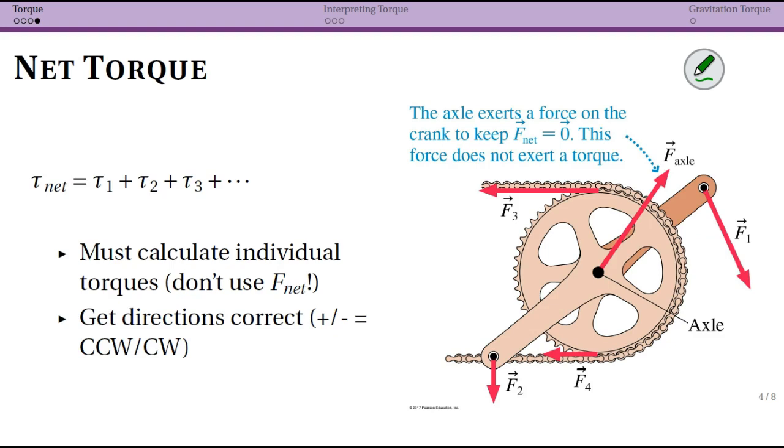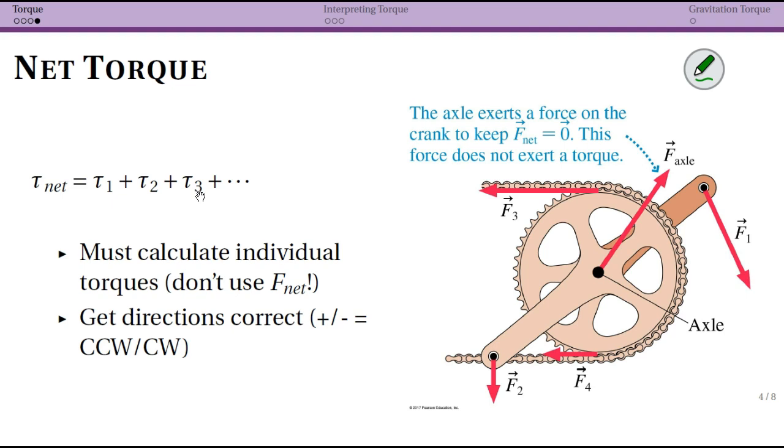Lastly, we need to define the idea of net torque. You've already met the idea of net forces, where you take all of your forces and add them up. And the same thing works here. You take individual torques, all acting on one object, and you add them up to find net torque. Now, one thing to note is that you must have your directions correct, so some of these might be positive and some of them might be negative, if some of them are in the clockwise direction and some of them are in the counterclockwise direction.